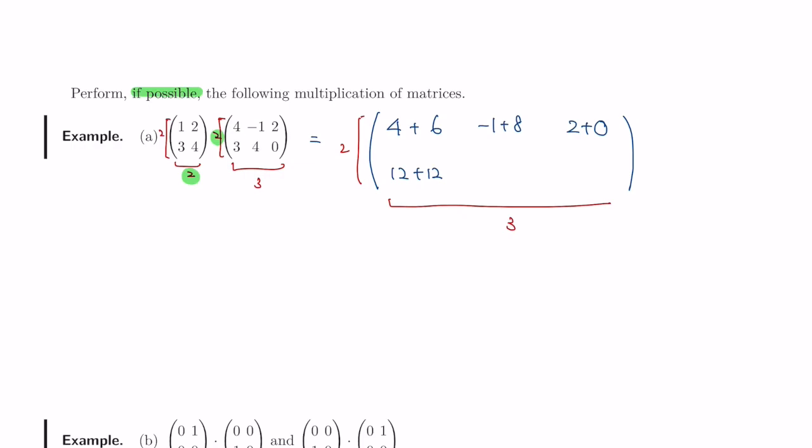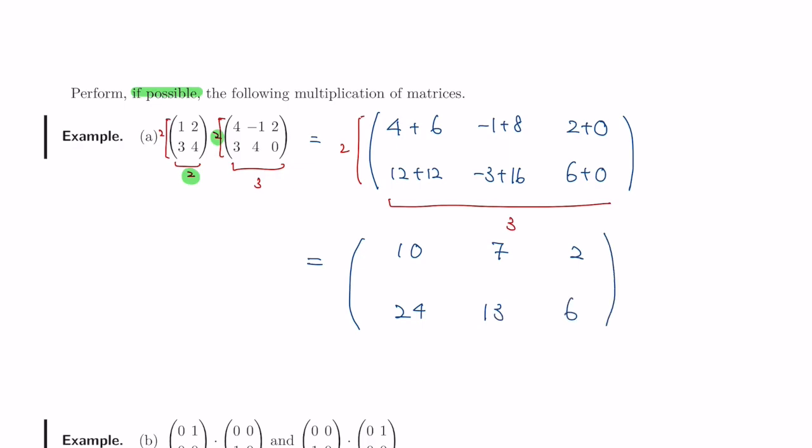And going on, this is the so-called 2,2 entry. So you take the second row of the first matrix, the second column of the second matrix, then take that dot product. So you get -3 plus 16. And finally, is the 2,3 entry. So second row of the first matrix, third column of the second matrix. So the dot product is 6 plus 0. So after you compute them, you get 10, 7, 2, 24, 13, 6.